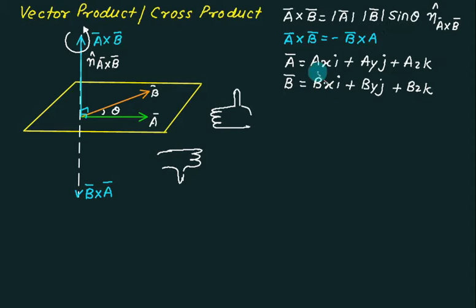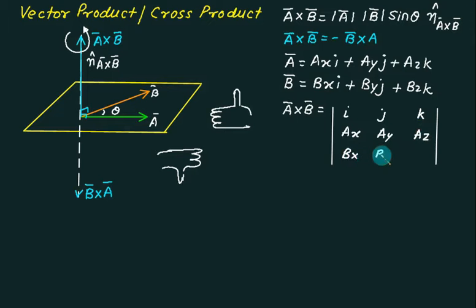So a bar in general is given by ax i plus ay j plus az k, and b bar is given by bx i plus by j plus bz k. If you want to carry out the cross product a bar cross b bar, this one is i, this one is j, this one is k. First row is for a: ax, ay, az, then bx, by, bz. All of you know how to solve a determinant?